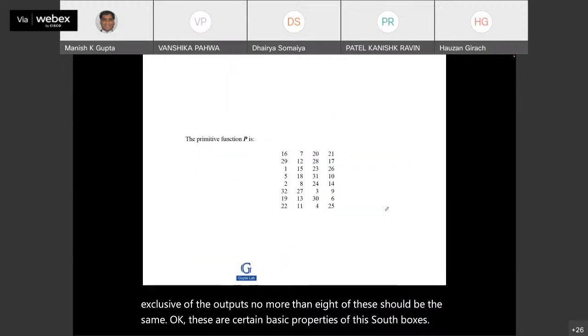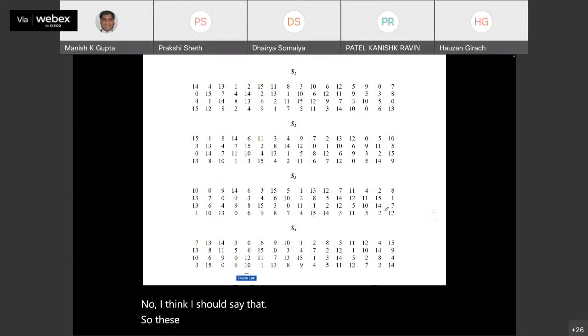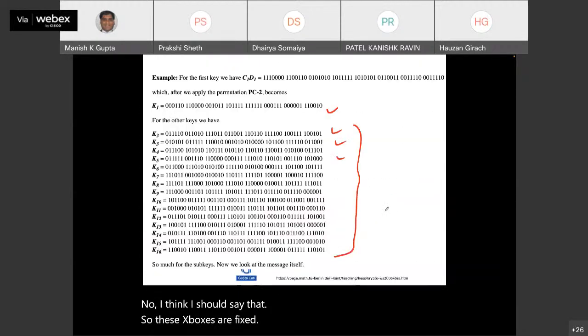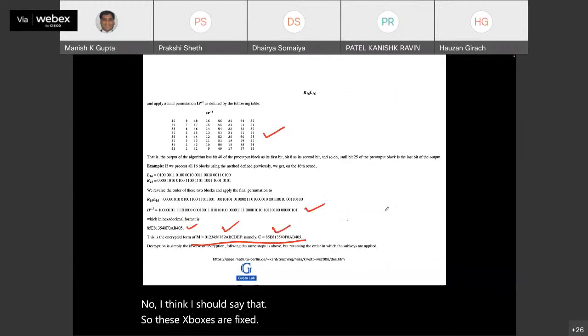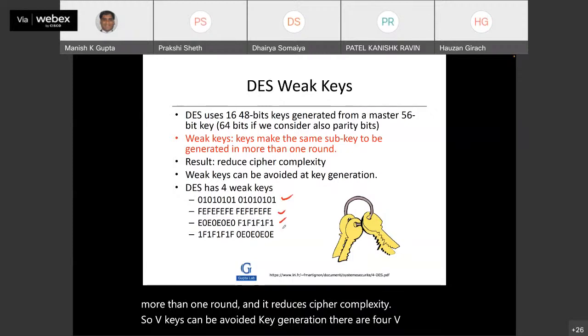Now I should say that these S boxes are fixed. So it has certain weak keys also. DES uses 16 48-bit keys generated from a master 56-bit key, or 64 bits if you also consider parity bits. Weak keys are keys that make the subkeys generated be the same in more than one round, which reduces cipher complexity. So weak keys should be avoided at key generation. There are 4 weak keys like this. They should be avoided.